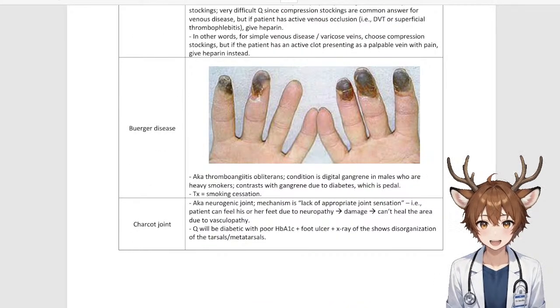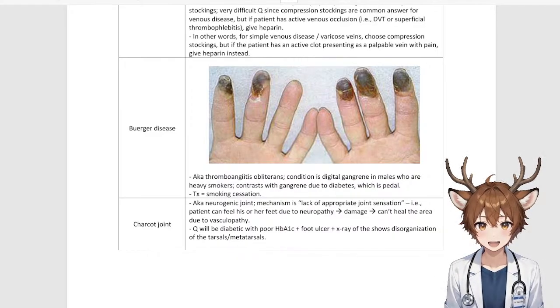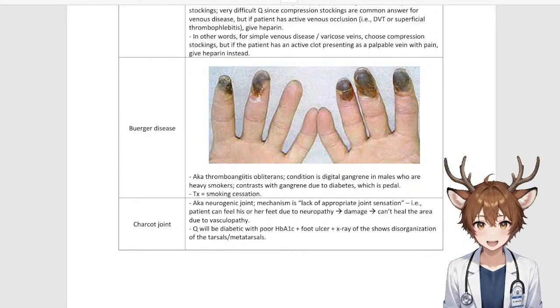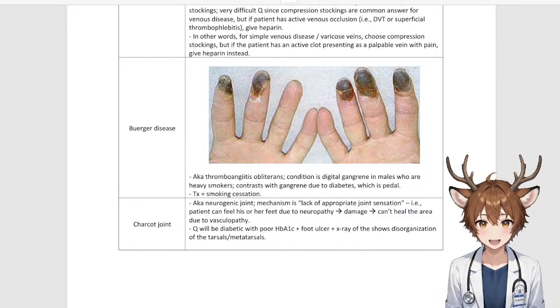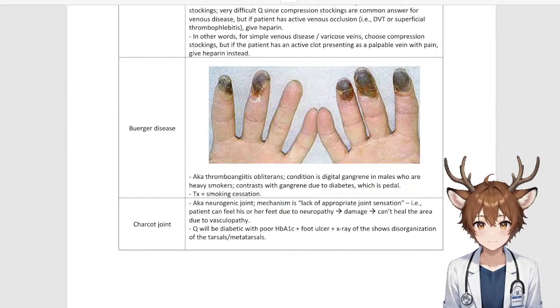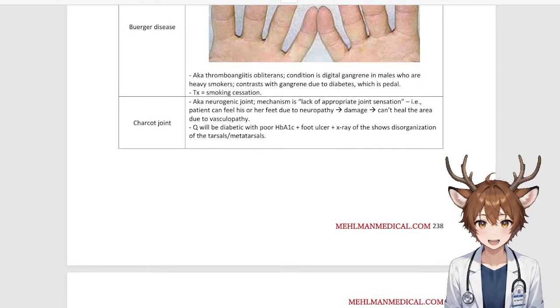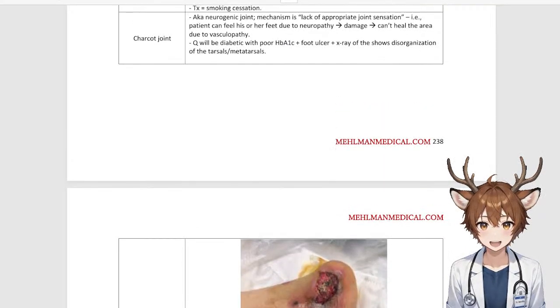Buerger disease, aka thromboangiitis obliterans, is a condition of digital gangrene in males who are heavy smokers, in contrast with gangrene due to diabetes, which is pedal. Treatment would be smoking cessation. Nasty stuff, isn't it? Anyway, Charcot joint, aka neurogenic joint. Here's your joint for you.